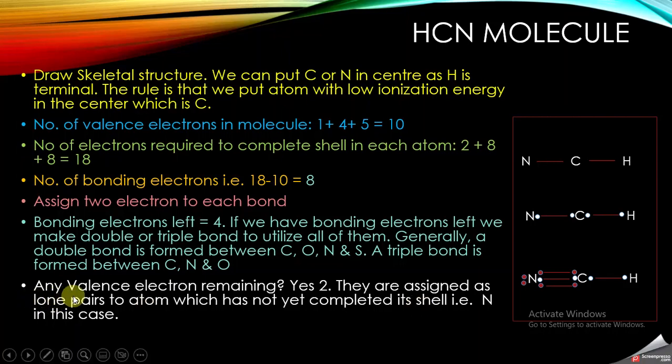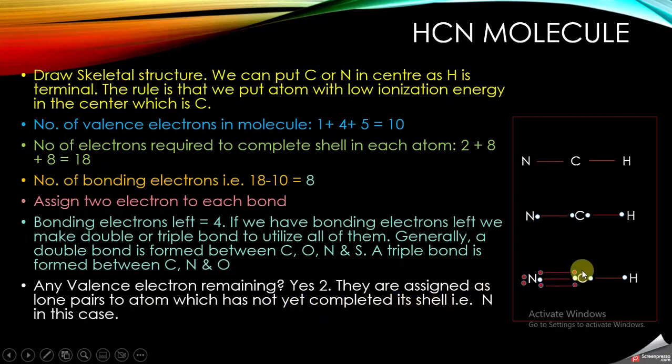Now you want to see if any valence electron is remaining, that is, if there is a difference between valence electrons and bonding electrons. You see here the valence electrons are 10 and the bonding electrons are 8. So it means not all the valence electrons are utilized here. So 2 is the additional electrons, and they are assigned as lone pairs to the atom which has not completed its shell.